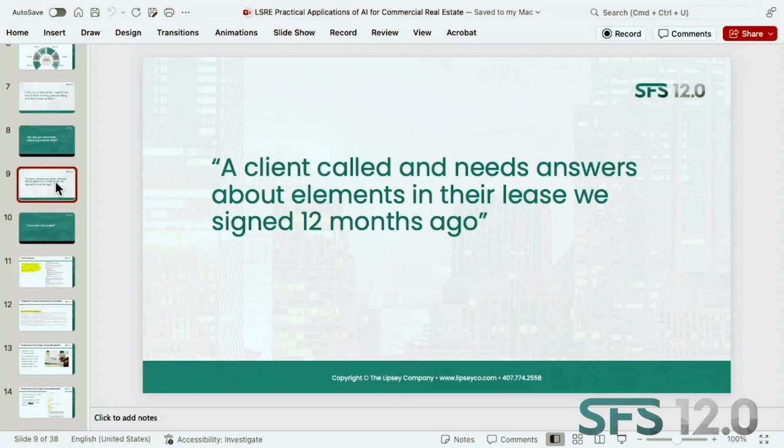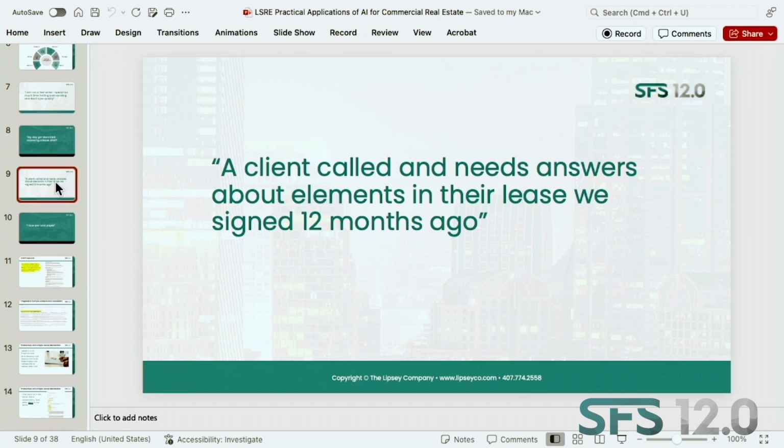Really quickly. So I always ask people, in fact, this is how it came up with a client. They said, I got a call from a client this week. It got into my time because they said, what does it say in our lease about X, Y, and Z? Well, I don't remember because we signed that 18 months ago. And then I got to go back and I got to look in the lease.